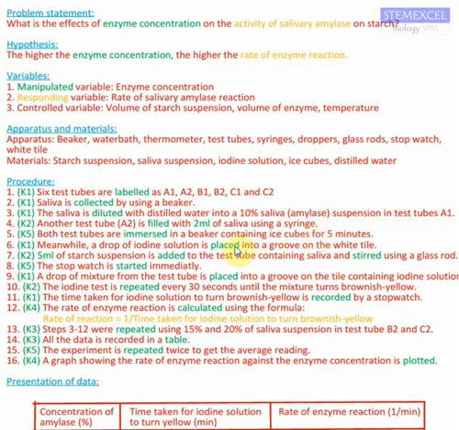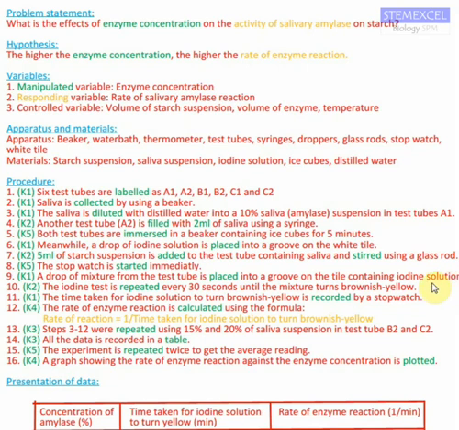Afterwards, both test tubes are immersed in a beaker containing ice cubes for 5 minutes. This is to make sure that both of the test tubes start at the same temperature. While waiting for this, you can add a drop of iodine solution into the groove of a white tile. Next, 5 ml of starch suspension is added to the test tube containing saliva and stirred using a glass rod. The stopwatch is then immediately started, and a drop of the mixture from the test tube is placed onto a groove on the tile containing the iodine solution.